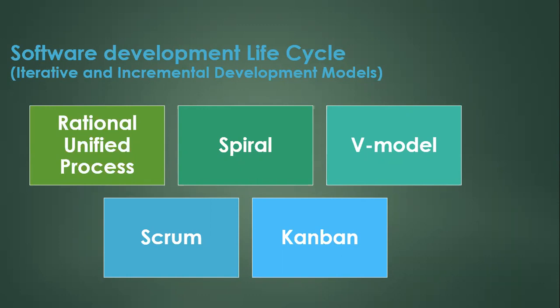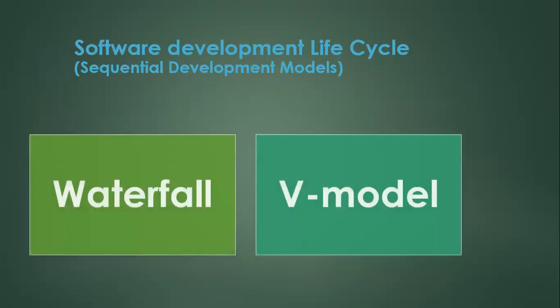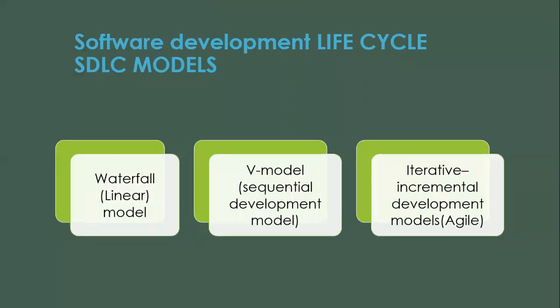So examples are these: Rational Unified Process, Spiral, V-Model, Scrum, Kanban. We've got the Waterfall, Agile, and V-Model. So let's take these three. I told you that these three brothers are the main ones. I talked about waterfall, the linear model. I talked about the V model, the sequential development model. And I talked about the iterative incremental development model, which is agile.